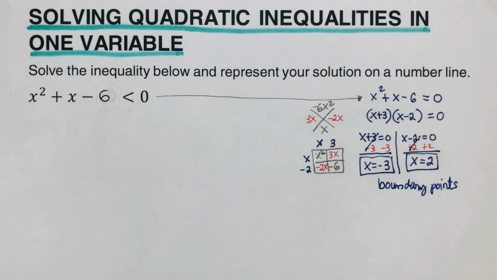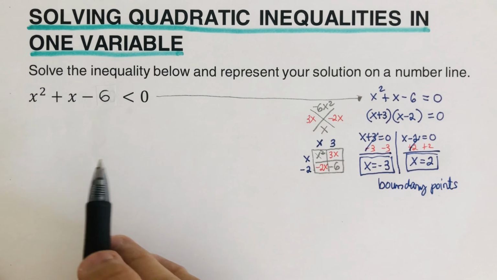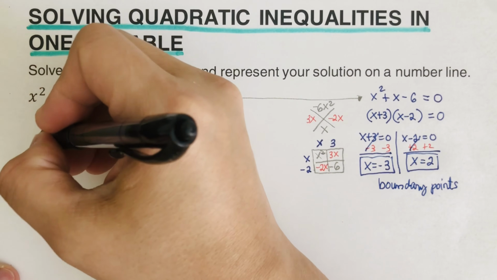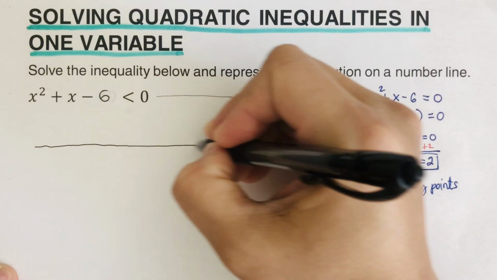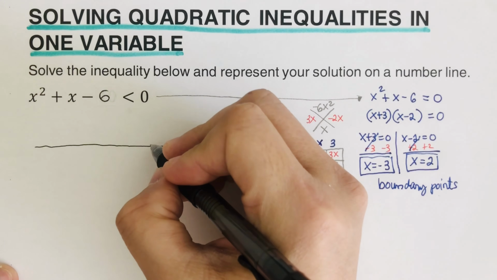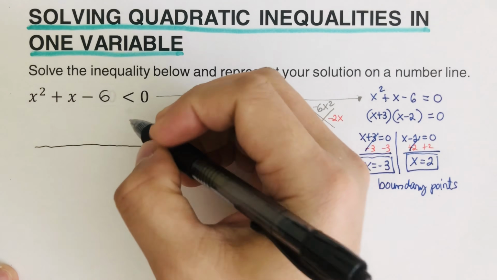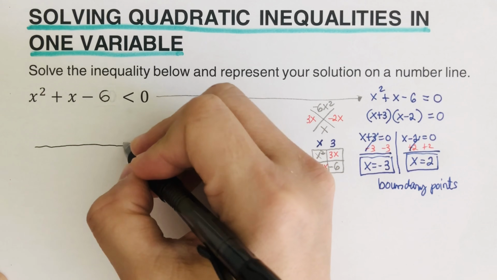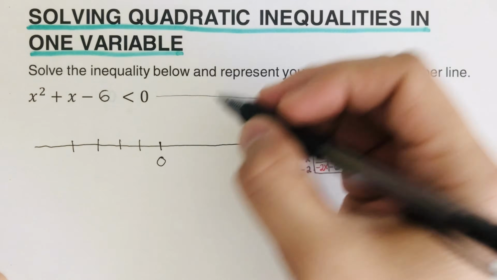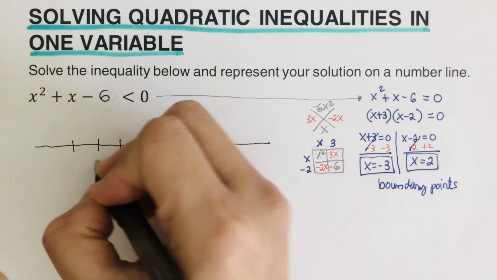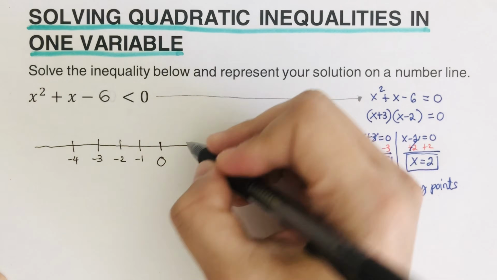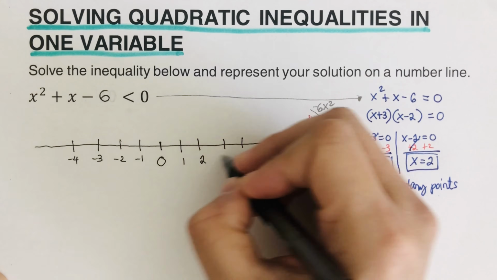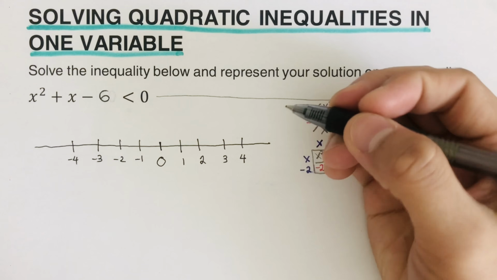So if we are to draw the number line, because it says here we're supposed to represent the solution in a number line, I'm going to draw the number line here. So this is where the 0 is in the middle. So that's 0. So I go ahead and go all the way to negative 3. So 1, 2, 3, 4. So negative 1, negative 2, negative 3, negative 4. Then we have 1, 2, 3, 4. So that's 1, 2, 3, and 4.